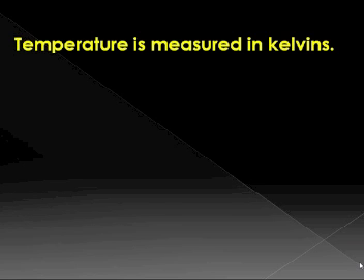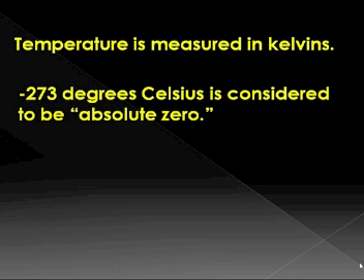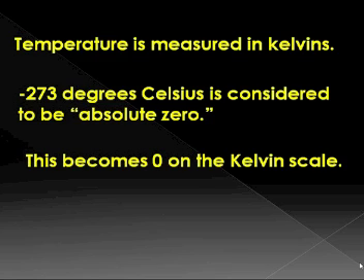Now, temperature is measured in kelvins. If you took all of the energy out of something, they say you have absolute zero, which is negative 273 degrees Celsius. And that becomes zero then on the Kelvin scale. Extremely important. Kelvin is C plus 273, or you can rearrange it to find C.